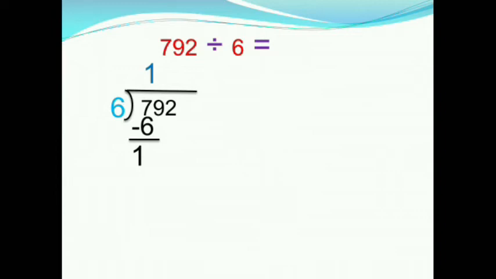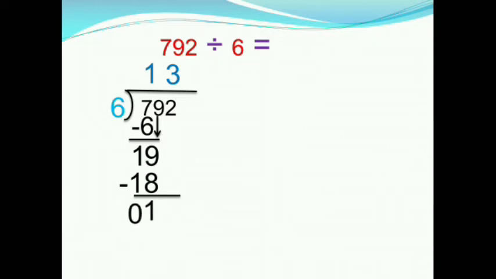Now we should take second digit, that is 9, and write here. It becomes 19. 19 will not come in 6 tables. So we will take nearest number. Which is the nearest number? Yes, 18. 6 threes are 18. Write 3 in quotient place and write 18 below 19 and subtract it. 19 minus 18 equals 1.